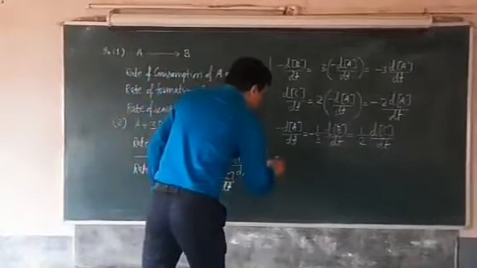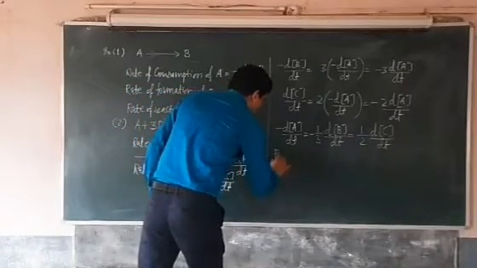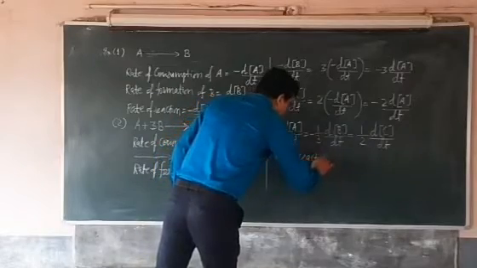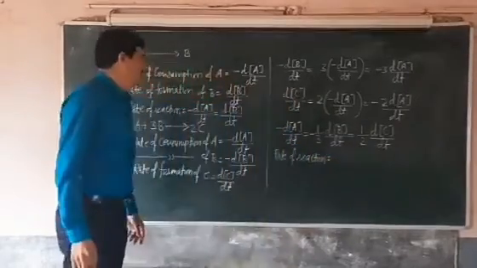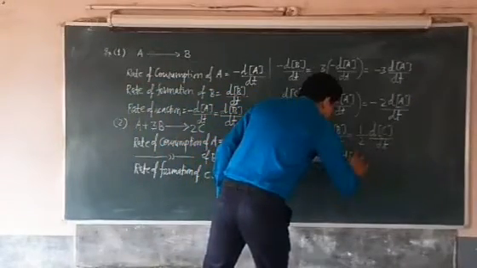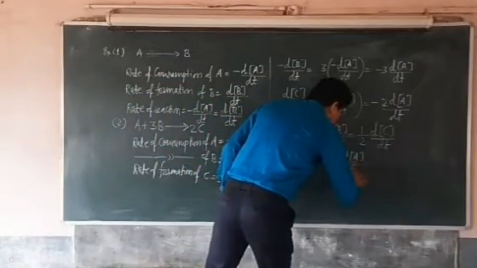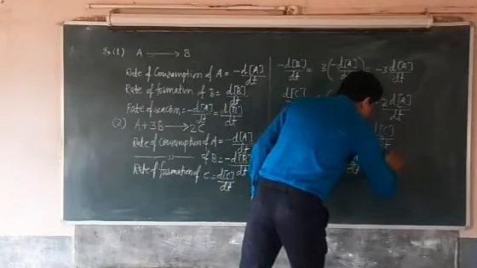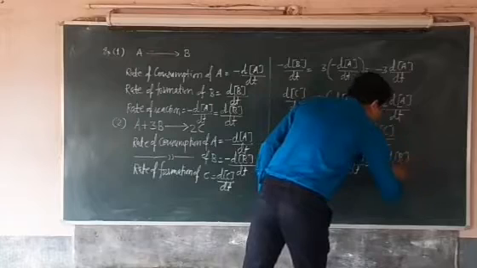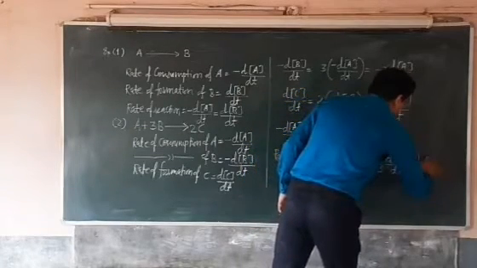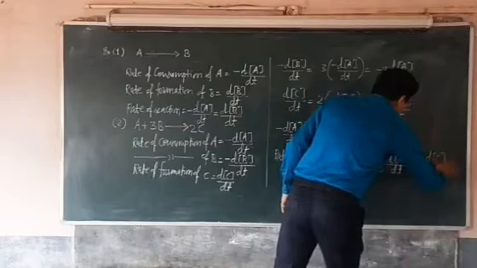And the rate of the reaction will be equal to minus dA by dt, or it is equal to minus 1/3 dB by dt, or it is equal to half of dC by dt.